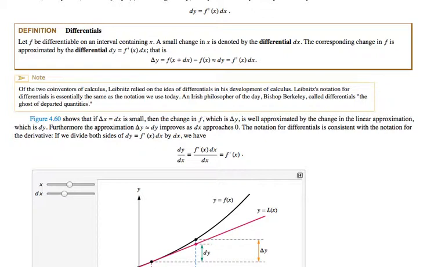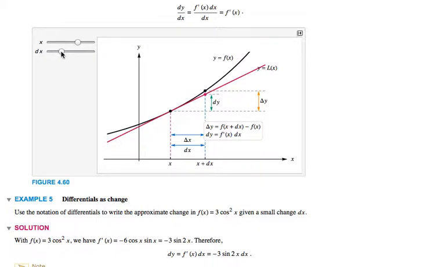So if f is differentiable on some interval containing x, then a small change in x is denoted by the differential dx, and the corresponding change in the function is approximated by the differential dy, which is f prime of x dx. So this is Gottfried Leibniz's notation, one of the co-founders of calculus. So here, by changing dx, we can see what happens to delta x, dy, and delta y.